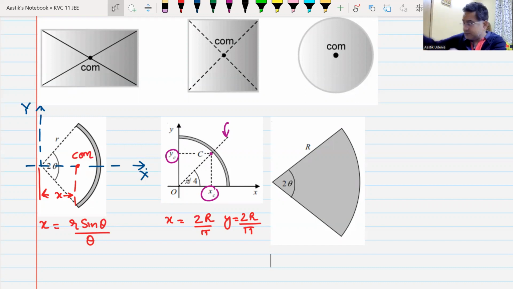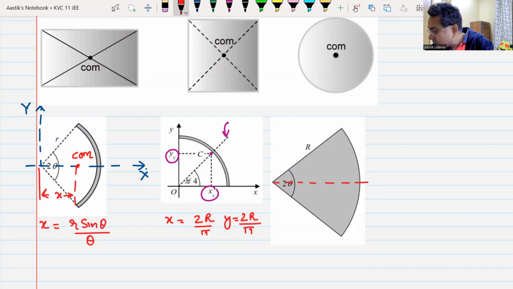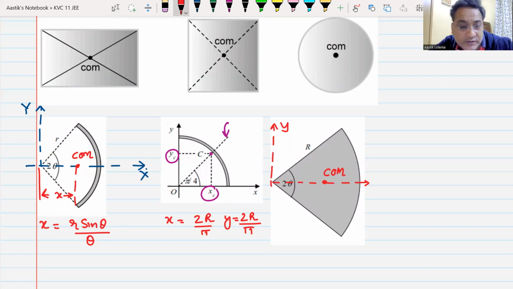This is disk. Again, you have your x-axis and the y-axis, and you can understand that it is symmetrical, so y-axis would be 0, and the center of mass would lie somewhere here. Do we understand this, or this has gone above our head, saying bye-bye? We understand this?